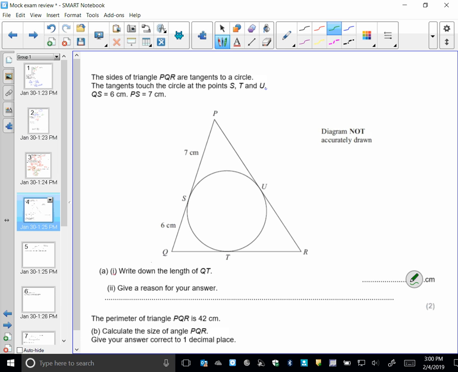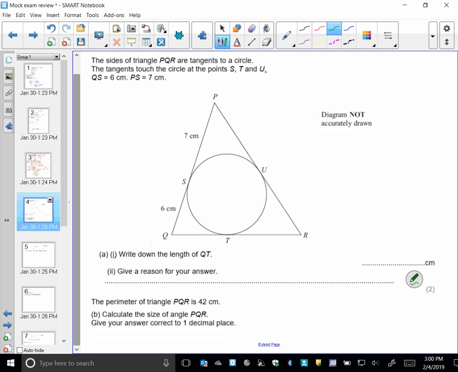Alright, so this is going back to angle geometry. Looking at length QT, who can tell me? Shayla, I'm picking on you. What's the length of QT? What do you think it might be? Have a look at the diagram. It's not drawn to scale, but have a look at it. What do you think it is? I don't know how I know.